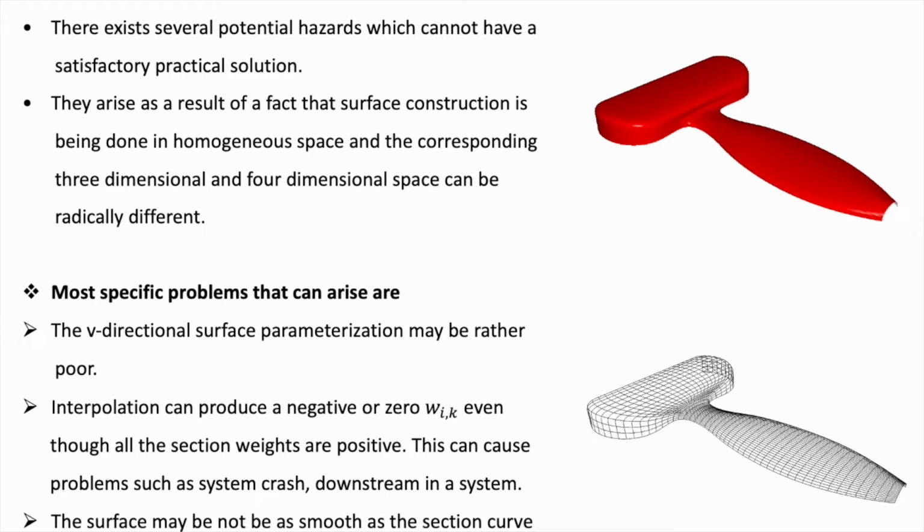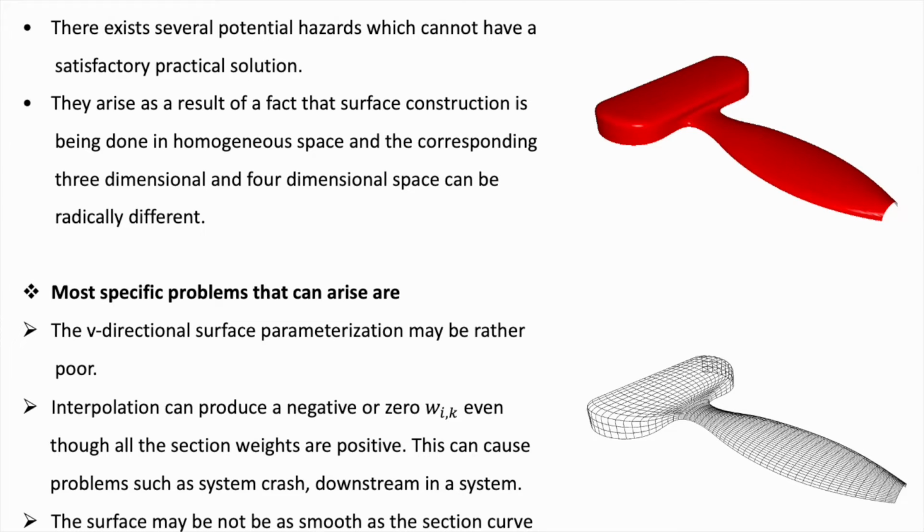Now continuing, let us discuss several potential hazards which cannot have a satisfactory practical solution. These problems all arise as a result of the fact that surface construction is taking place in homogeneous space, and the corresponding three-dimensional and four-dimensional geometry can be radically different. For example, let us take two three-dimensional curves which can be smooth, similar in shape and close to one another, while their four-dimensional counterparts may have totally different shapes and be far from one another.